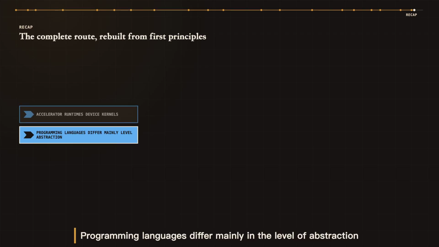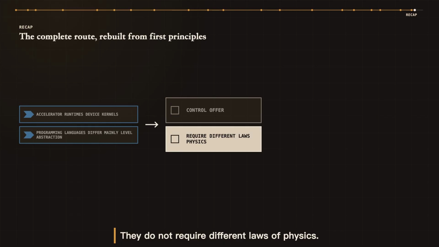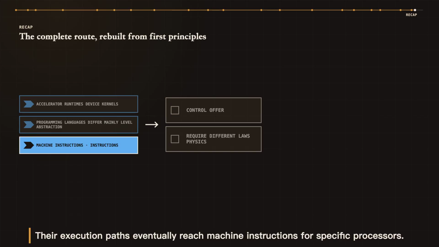Programming languages differ mainly in the level of abstraction and control they offer. They do not require different laws of physics. Their execution paths eventually reach machine instructions for specific processors.